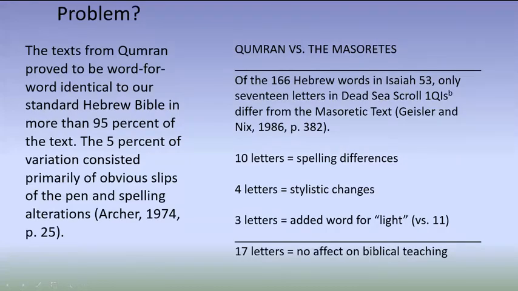So here's a nice quote from Gleason Archer that basically sums this up. "Is this a problem? The text from Qumran proved to be word for word identical to our standard Hebrew Bible in more than 95% of all of the text. The 5% of variation consisted primarily of obvious slips of the pen and in spelling alterations." So that's what we just talked about. So that's a pretty good track record.